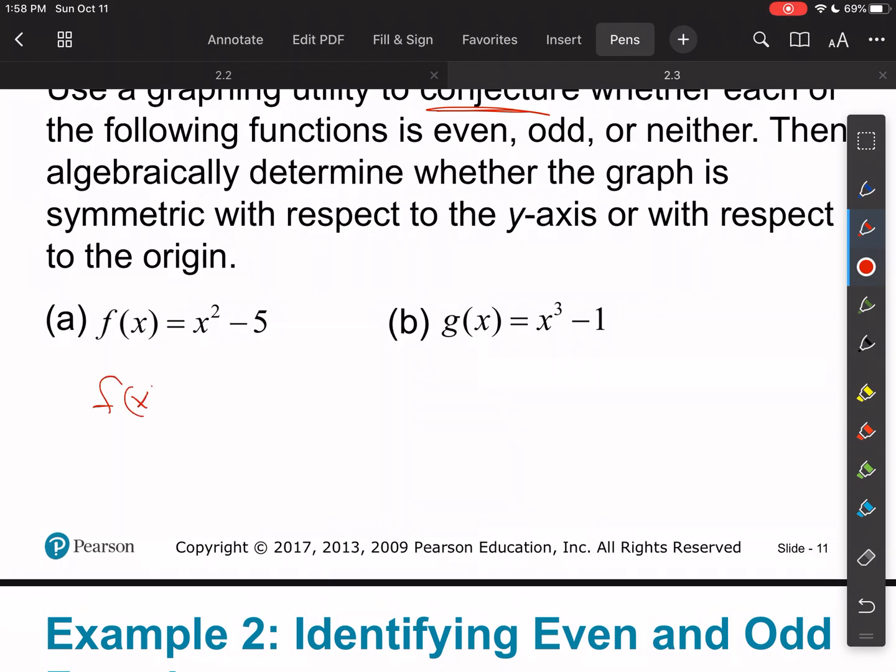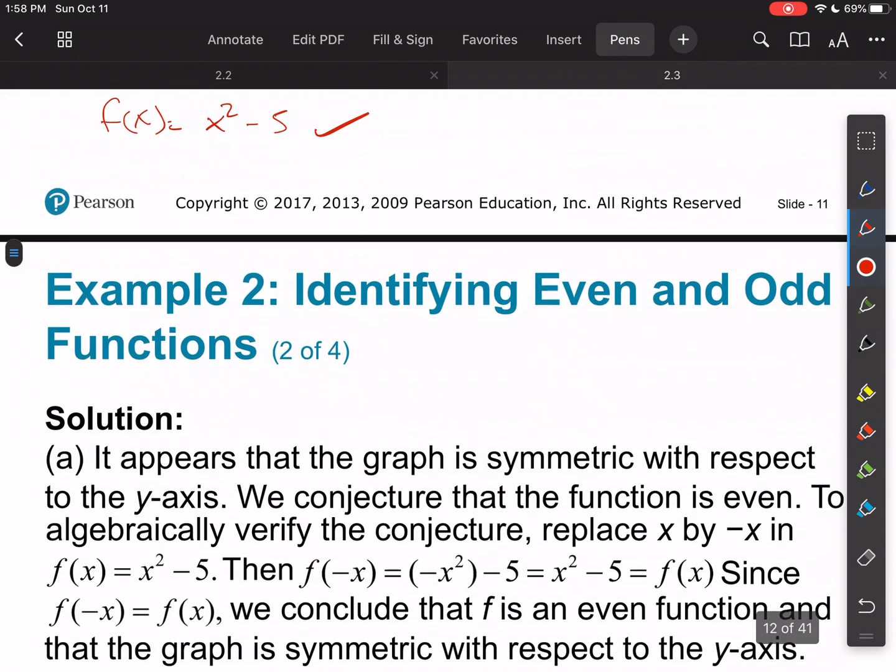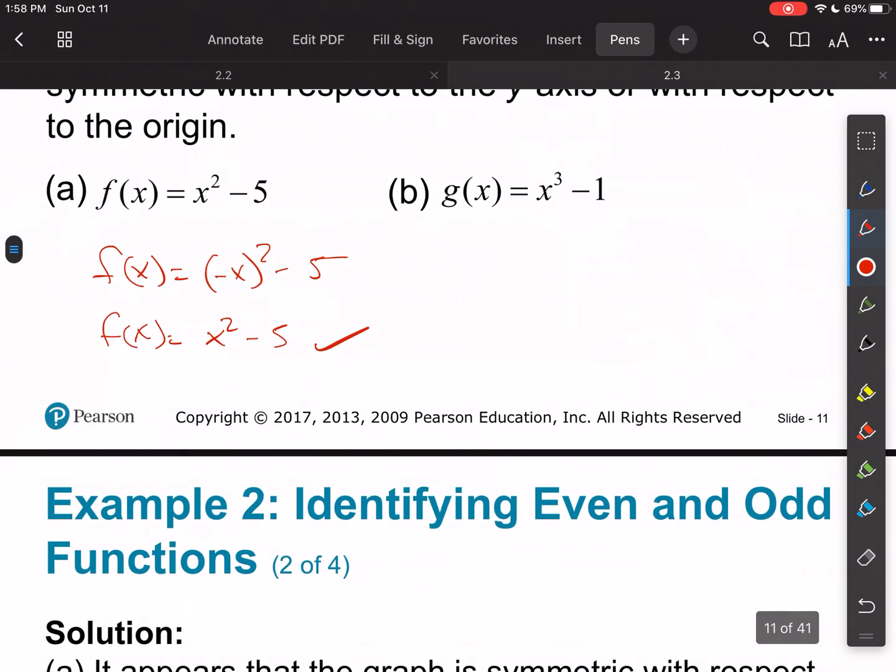So here, if I were to do this algebraically, let's see what happens if I plug a negative x in. Do I get the exact same thing out? If you simplify this, negative x squared is actually just x squared minus 5. Yes, I get the exact same thing out. So this is going to be an even function.